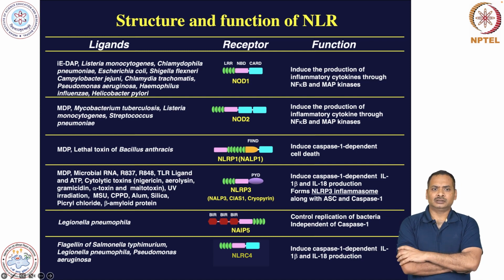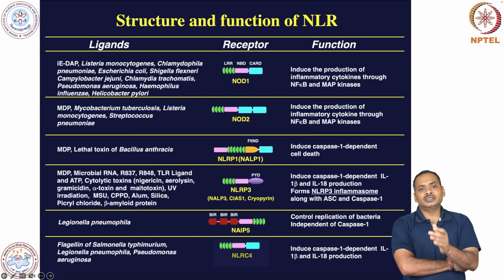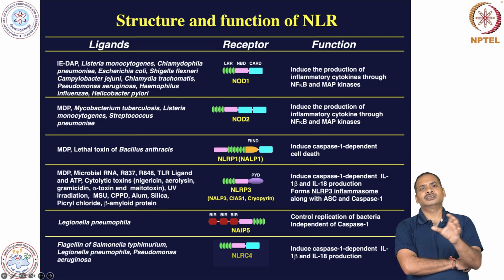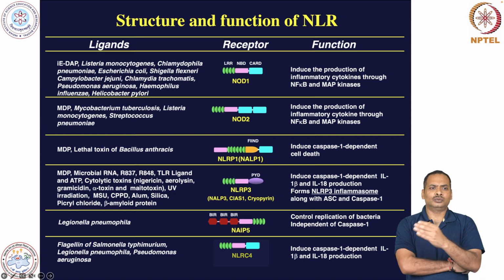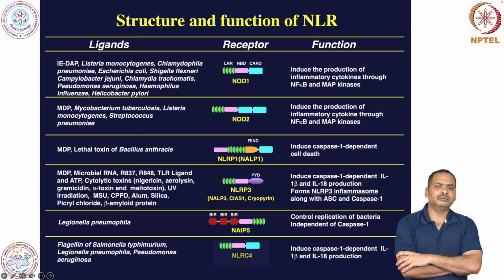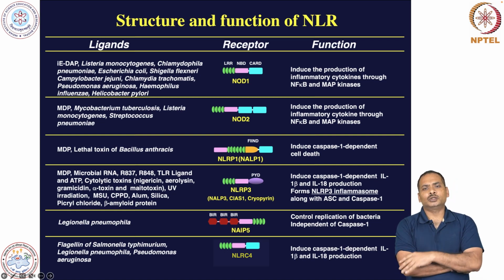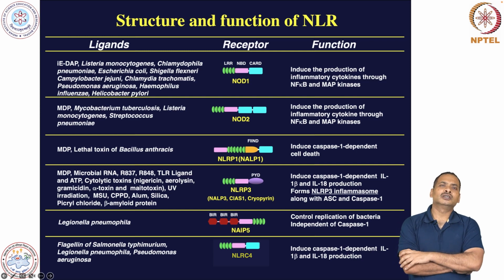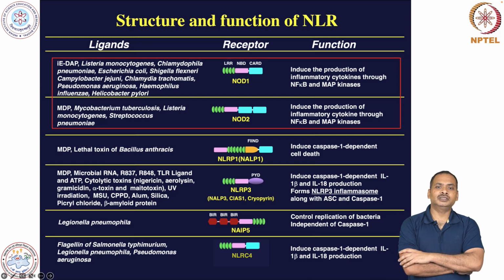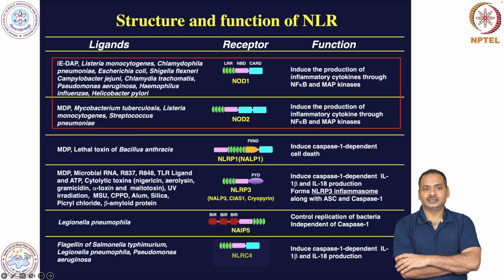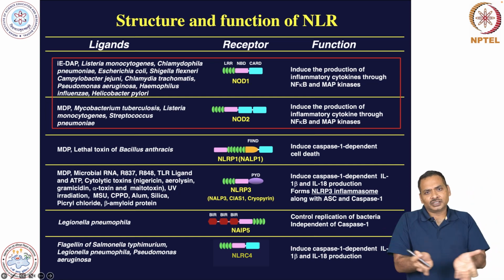Streptococcus pneumoniae. Okay. So once NOD1 and NOD2 sense these particular pure ligands, one is iE-DAP and the other is MDP, in the cytoplasm, it induces the production of inflammatory cytokines through activation of NF-kappa B and MAP kinases. Okay. So this is one functional category.